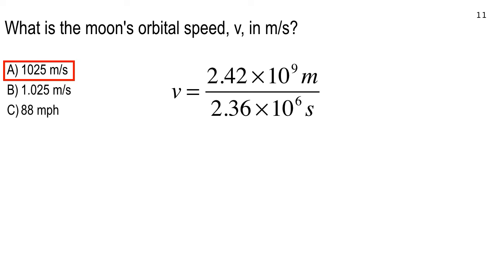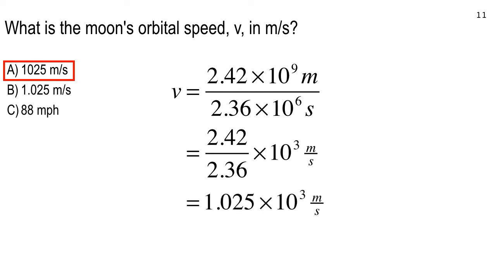Okay, if you're doing it on paper and you don't have a calculator with you, here's how you do it. You take 2.42 divided by 2.36. And that you have to do by hand, like fifth grade long division. But then you have 10 to the 9 on top and 10 to the 6 in the denominator. So that simplifies to 10 to the 3. And so then you just do out the 2.42 over 2.36, and you come out to 10.25 times 10 to the 3. And, hey, you guys, either one of these is workable.